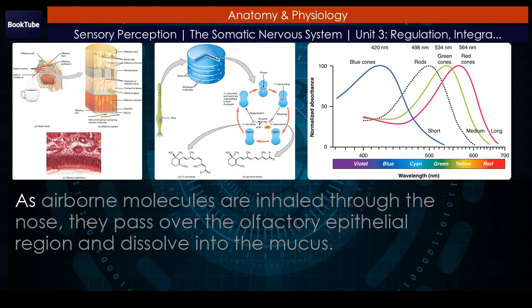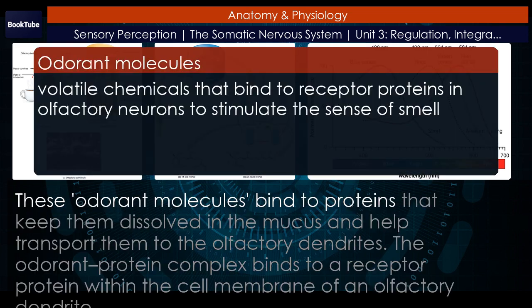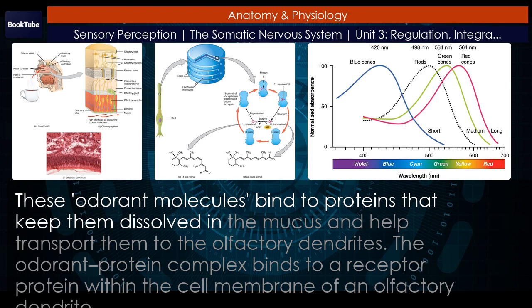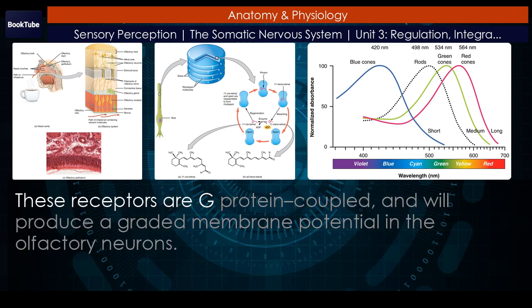As airborne molecules are inhaled through the nose, they pass over the olfactory epithelial region and dissolve into the mucus. These odorant molecules bind to proteins that keep them dissolved in the mucus and help transport them to the olfactory dendrites. The odorant protein complex binds to a receptor protein within the cell membrane of an olfactory dendrite. These receptors are G-protein coupled and will produce a graded membrane potential in the olfactory neurons.